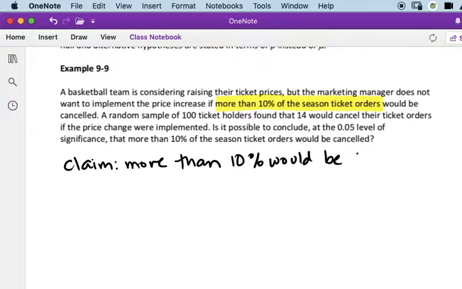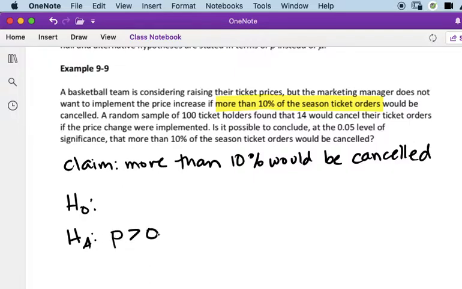So let's turn those into my hypotheses. As usual, I'm going to start with the alternative hypothesis. The alternative hypothesis is that p, the proportion that would be canceled, is greater than 0.10. That means that my null hypothesis would be the opposite of that: p is less than or equal to 0.10.